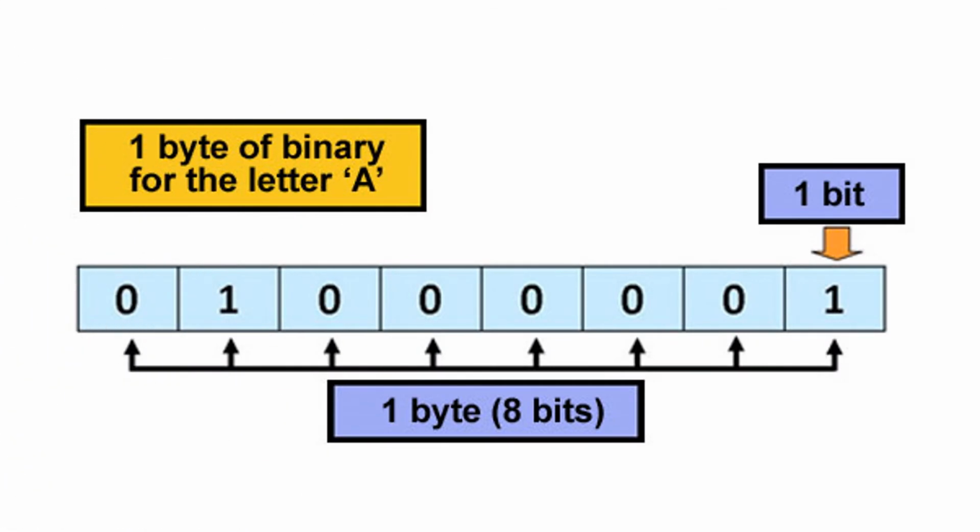Each digit in the binary system, either 0 or 1, is called a bit. A unit of 8 bits is called a byte.